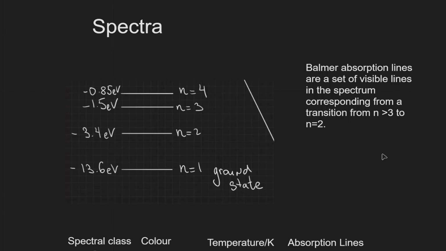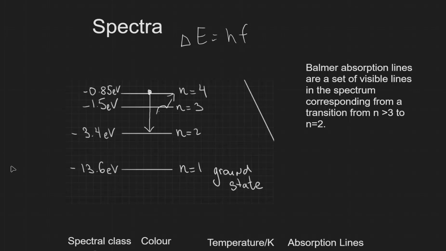Now, there's a set of visible lines that are emitted, or a set of missing lines when photons are absorbed. And the reason for that is because if an electron goes down in energy level, so let's say that we have a particle at n is equal to 4, then it goes down to n is equal to 2, then a photon will be emitted, and the energy of that photon will be given by hf, where f is the frequency. It will basically correspond to some color.